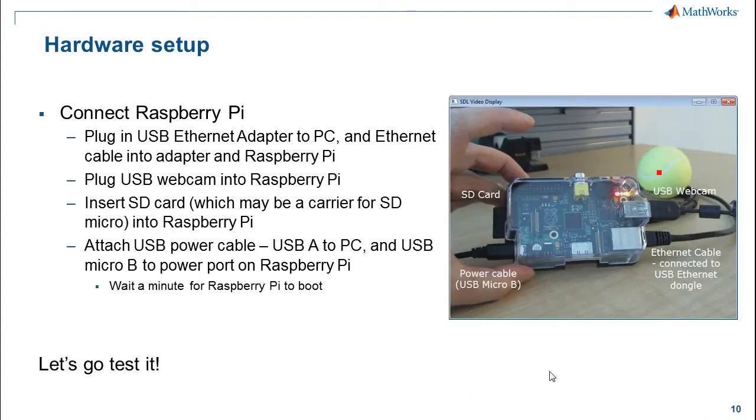How do we hook it up? Well, we plug the USB Ethernet adapter into the host PC, and then plug in the Ethernet cable into that and the Raspberry Pi. We plug in our USB webcam into the Raspberry Pi. We insert the SD card, which in our case is a micro SD card, into the SD carrier, and we put that into the Raspberry Pi. Then we attach the USB power cable. I attach USB-A to my PC and the USB micro B to the power port on the Raspberry Pi, and we wait a minute for the Raspberry Pi to boot. So let's go test it.